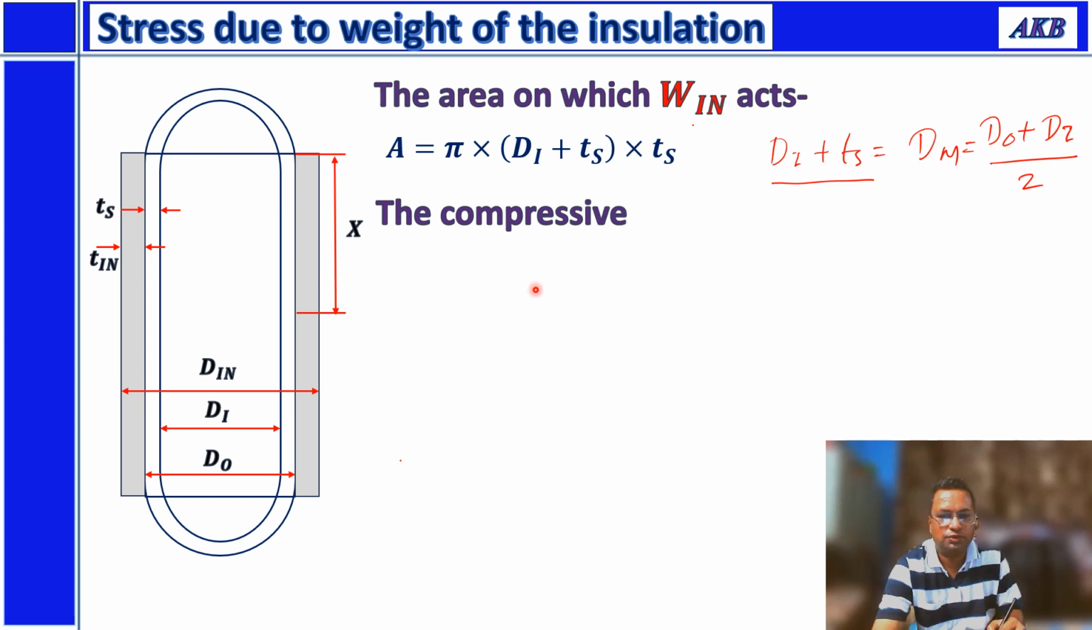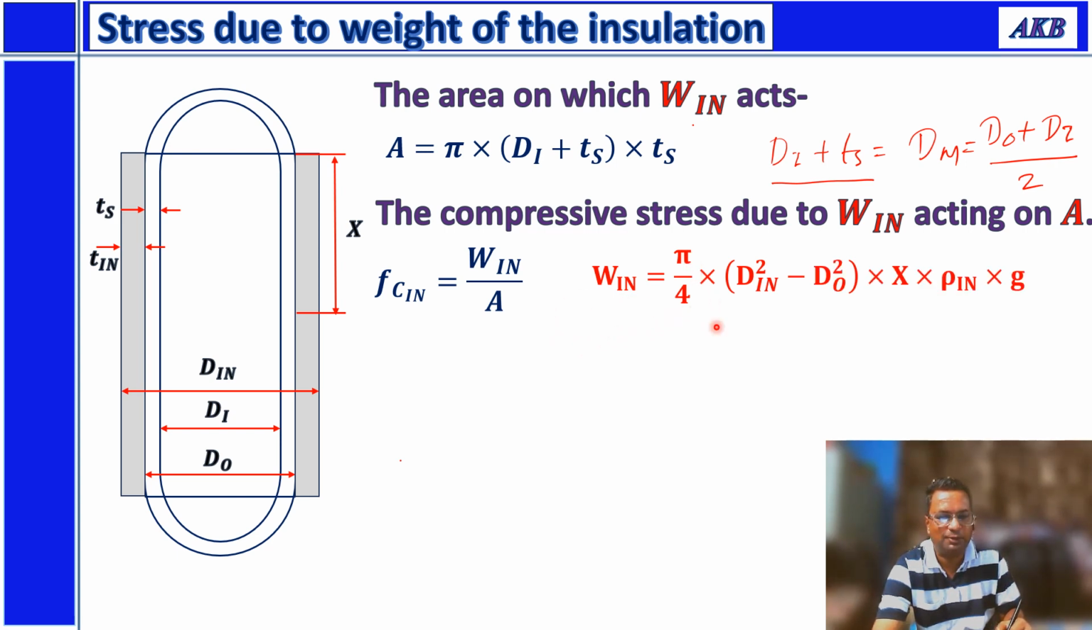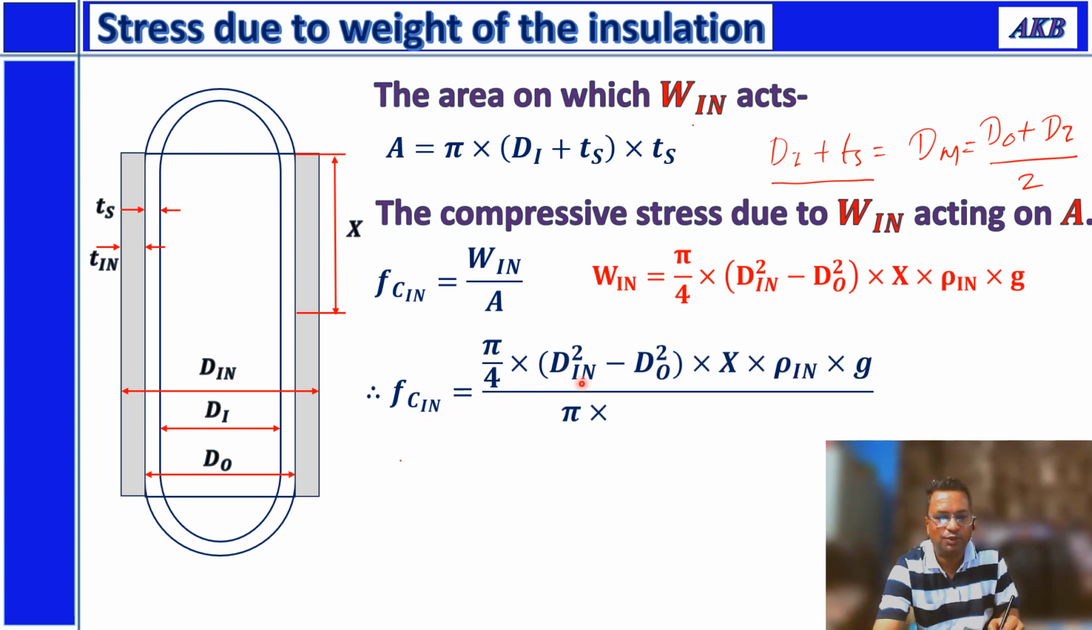Okay. Now the compressive stress due to Win, weight of insulation acting on A, let us denote it as FCIN. So FCIN will be equal to Win by A. Win, we already got it on previous slide, pi by 4 into din square minus do square into x into rho in into g. So if you put those values, we'll get FCIN is equal to pi by 4 into din square minus do square into x into rho in into g divided by pi into di plus ts into ts.